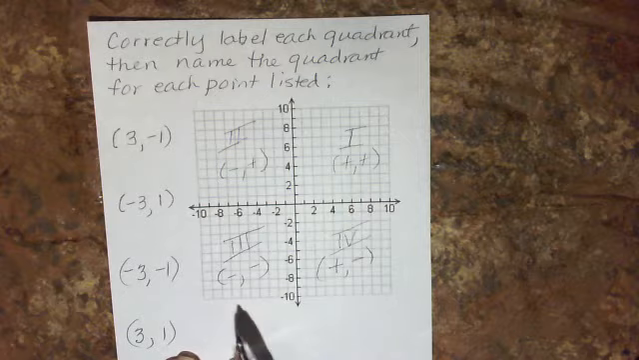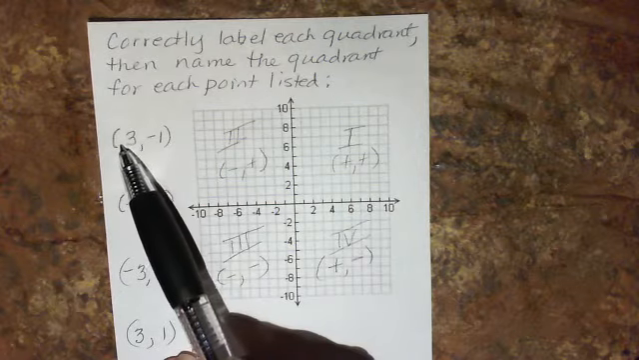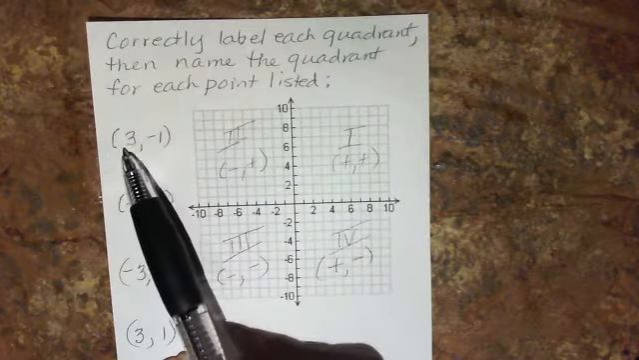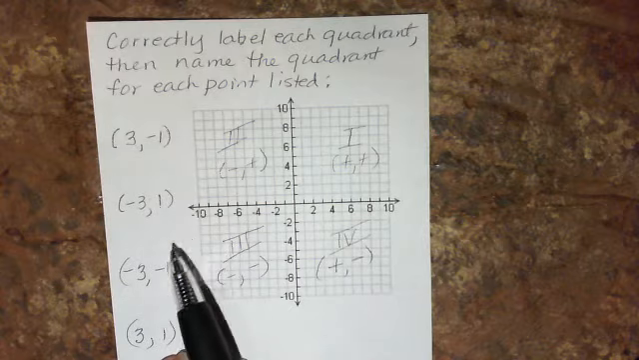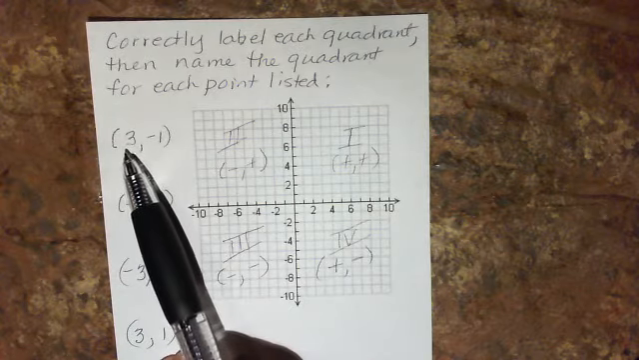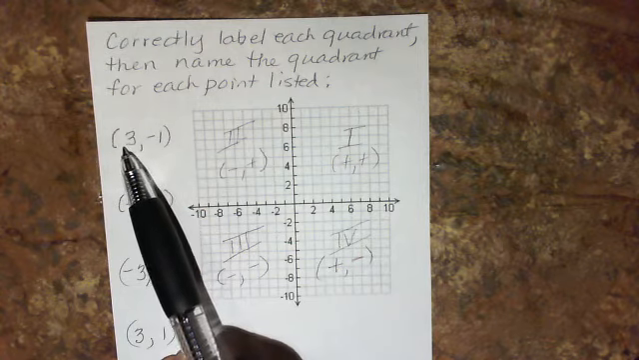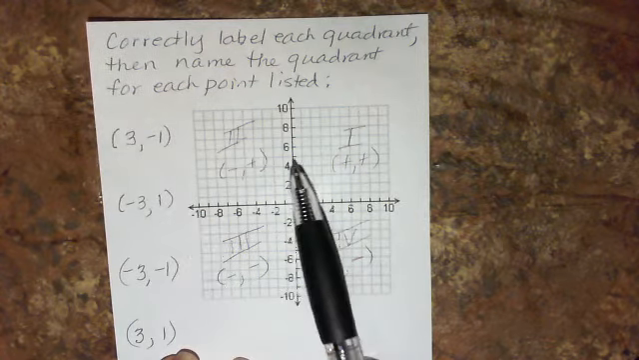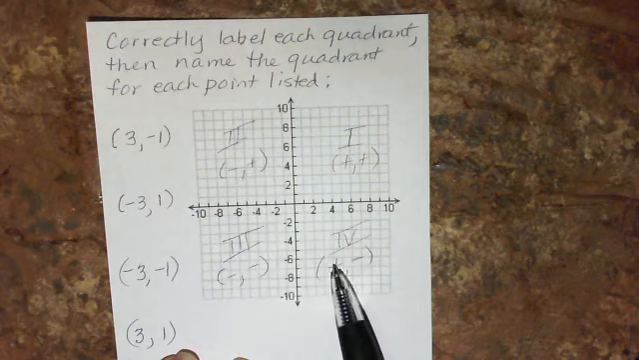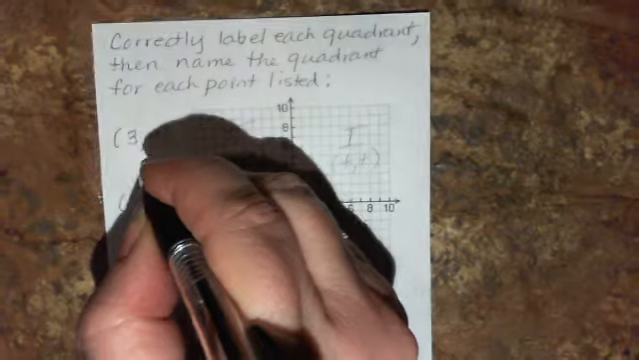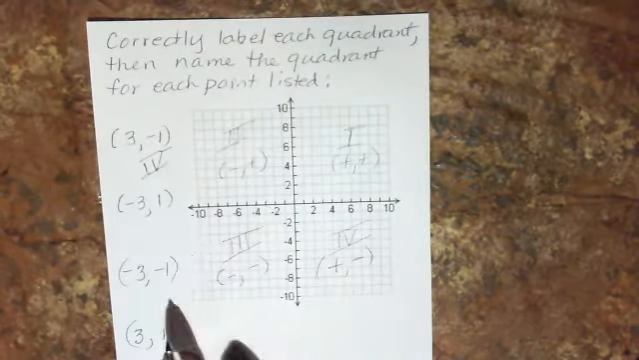Okay? Alright, now let's go back and name the quadrant for each point listed. 3, negative 1, we don't have to find it exactly. We know which quadrant is all we're interested in here. The quadrant for positive then negative. So what's our quadrant for positive, negative? That's quadrant 4, isn't it? 3, negative 1 is in quadrant 4.